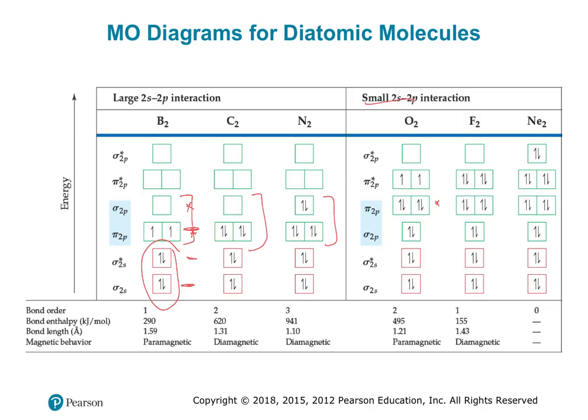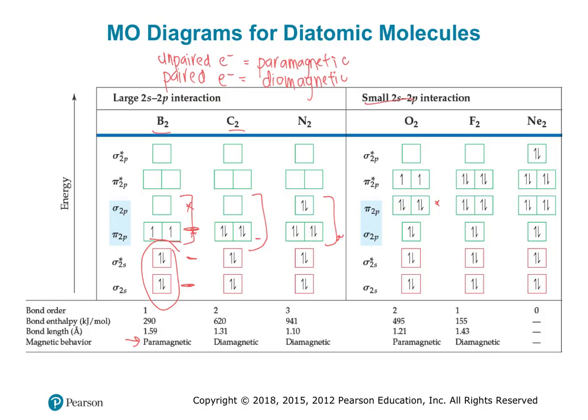It also helps to describe how magnetic something is. So if we have unpaired electrons, that's going to lead to magnetism. So unpaired electrons lead to something being magnetic, or we call that paramagnetic. When everything is paired up, all of them are paired electrons, that is called diamagnetic. So we can see here boron is paramagnetic, carbon gets all paired up, so it's diamagnetic, so does nitrogen.